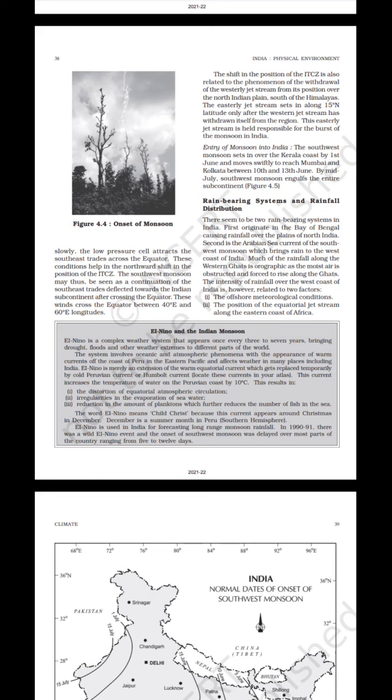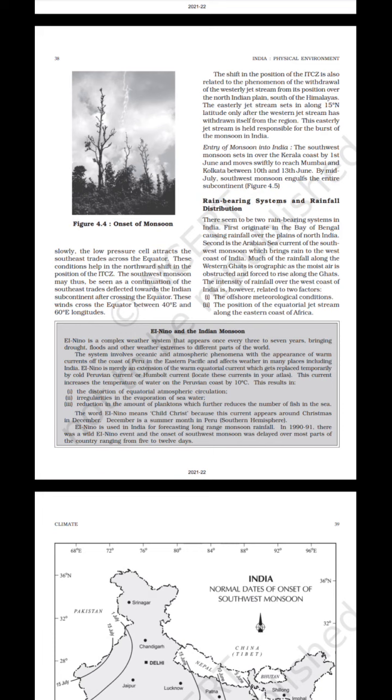Entry of monsoon into India. The southwest monsoon sets in over the Kerala coast by 1st June and moves swiftly to reach Mumbai and Kolkata between 10th and 13th June. By mid July, southwest monsoon engulfs the entire subcontinent. Take a look at figure 4.5.